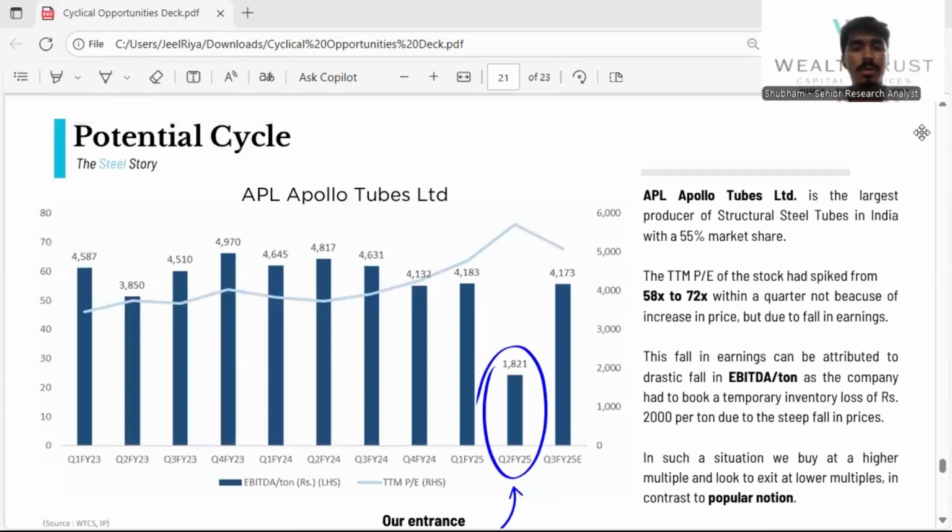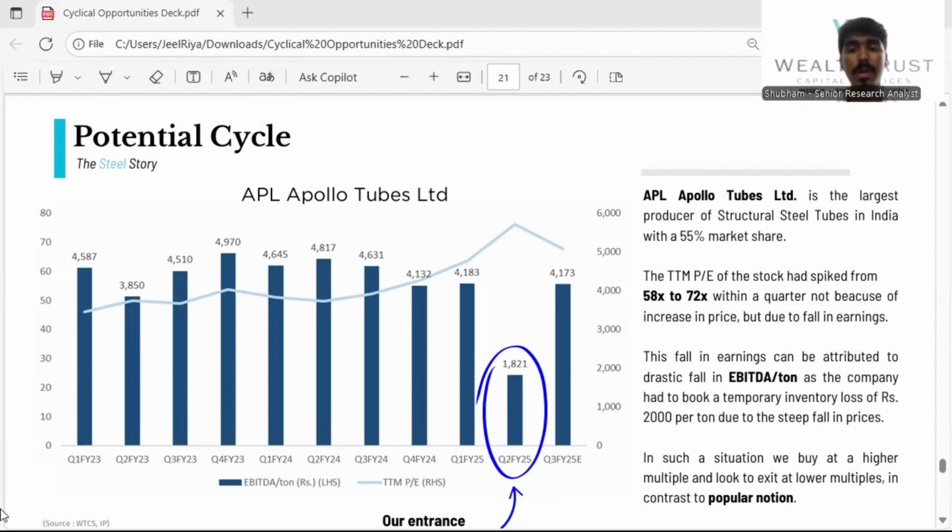AP Apollo Tubes is a standout example. They hold a dominant 55% market share in structural steel tubes, a key component in India's infrastructure and construction push. So this is an example again, as we said, that it's just one quarter. The stock PE jumped from 58x to 2072x.